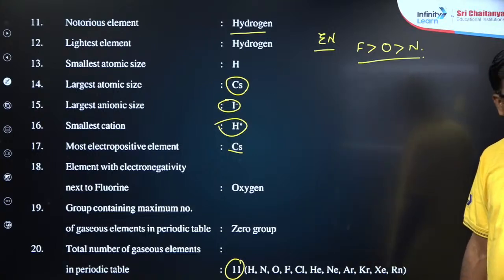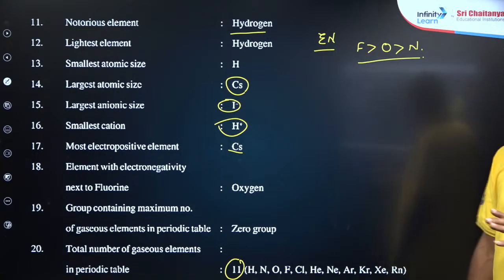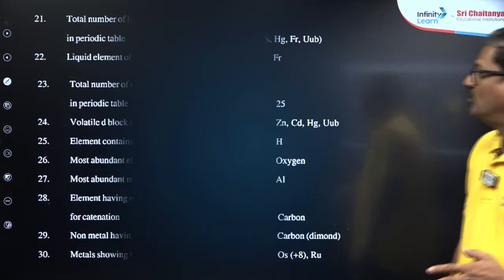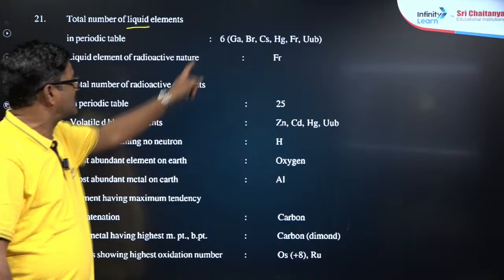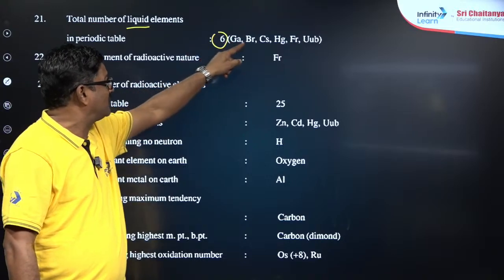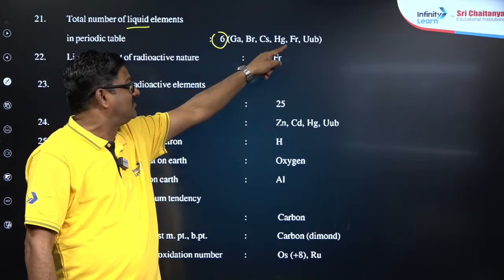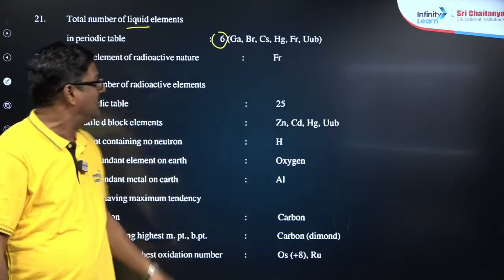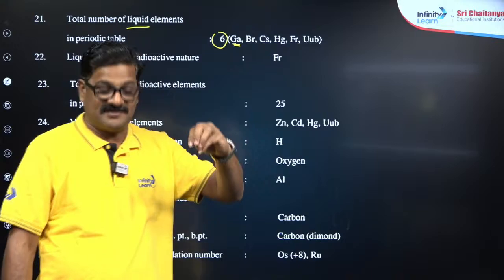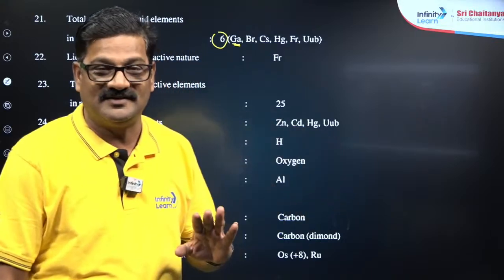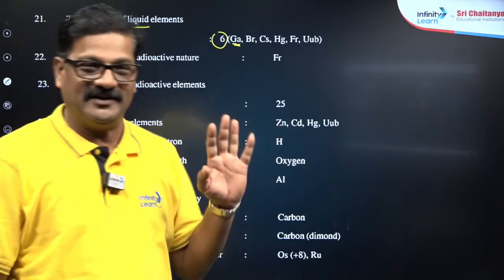I said it is 50, so 20 done for now. Now 21, the total number of liquid elements. There are 6: gallium, bromine, cesium, mercury, francium, UUB. You know, gallium is the element that is liquid in summer and solid in winter.